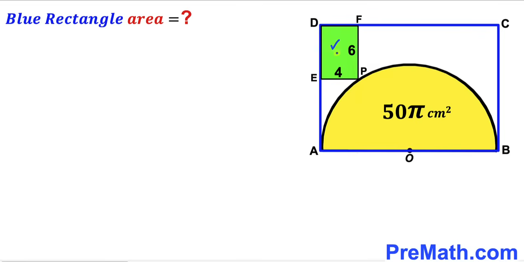In this video, we have this yellow shaded semicircle with the center O and the green shaded rectangle DEPF, fully confined in a blue rectangle ABCD, as you can see in the given diagram, such that this point P is the only point of their contact. Moreover, the area of this yellow semicircle has been given to us as 50 times pi centimeter square. For this green rectangle, the length is 6 centimeter and the width is 4 centimeter. Now our task is to calculate the area of this blue rectangle ABCD.